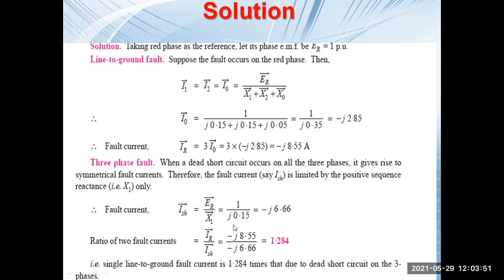Now we'll take the ratio. So the ratio of the two fault currents, that is, the first case, the single line to ground fault, divided by your three-phase fault. So we'll take the ratio. This ratio is 1.284. Is it clear? So for this particular system, the ratio of the fault current for the single line to ground fault to the three-phase fault is 1.284 times.